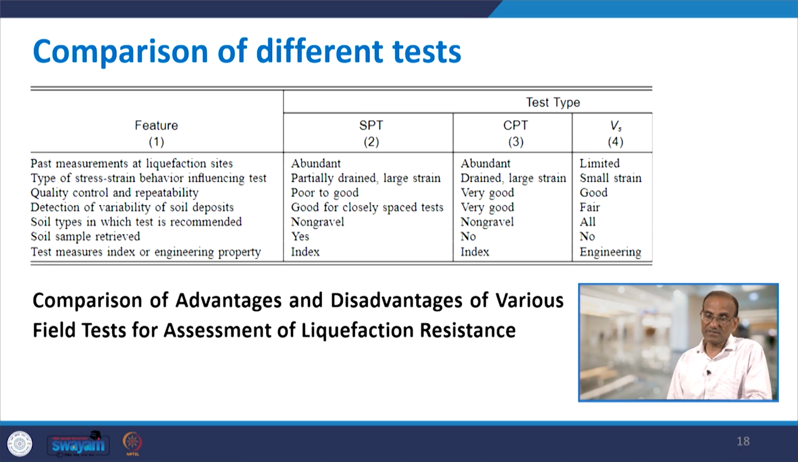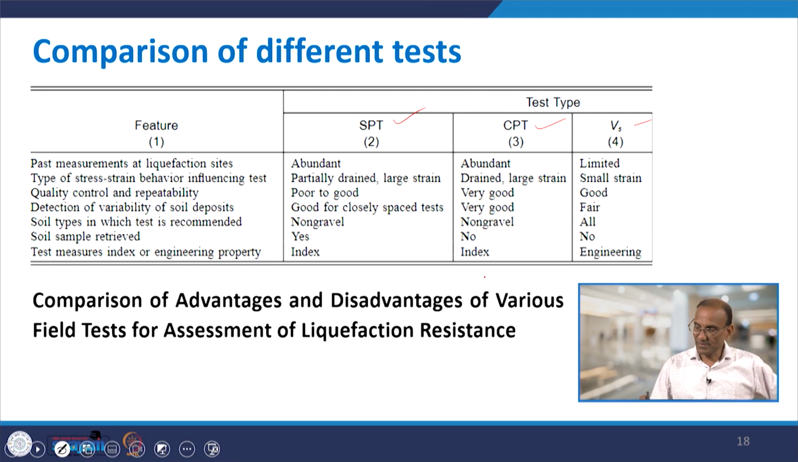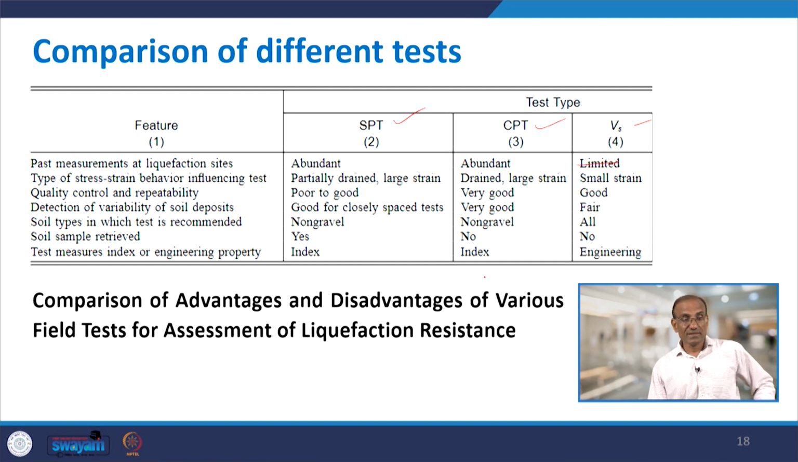Now, here a comparison of different tests has been done. The three tests which we have discussed are SPT, CPT and Vs. The data for SPT and CPT are available in abundance, but for shear velocity it is limited, though due to the availability of MSW it is no longer so limited; you can get the data. Then stress strain behavior: partially drained, large strain. Repeatability is very good, particularly in the CPT; for SPT it is poor to good.